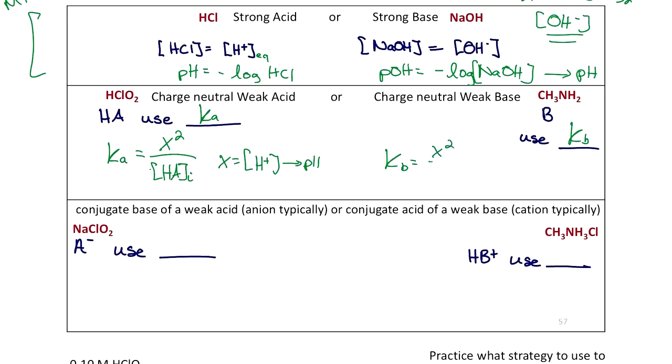X squared over initial concentration of B, just like the other one, right? I give you Kb. But in this example, X is equal to what? OH minus concentration. So you have to do pOH, then pH, but no big deal. Right, so that is HA and B, the weak acid and base. Well, what if I give you the conjugate?